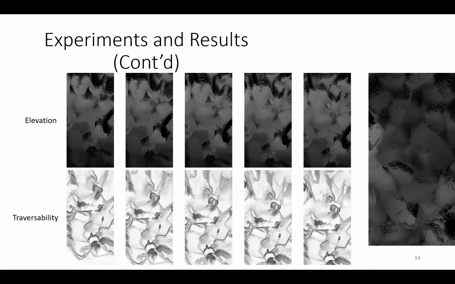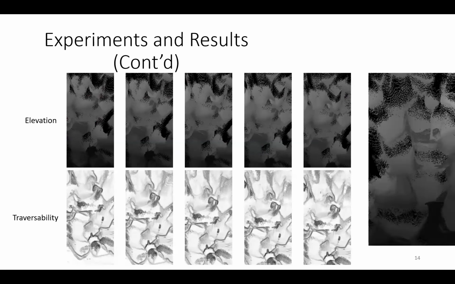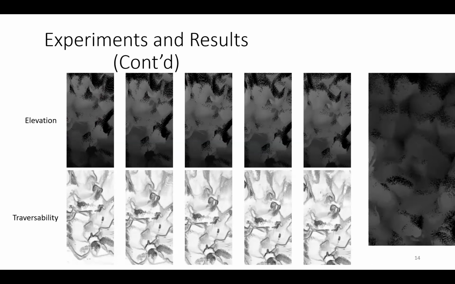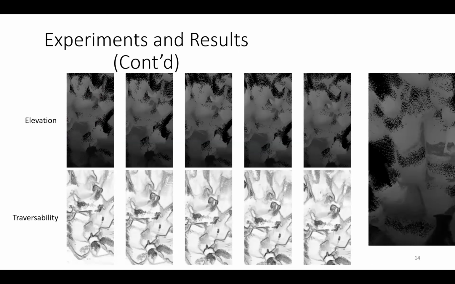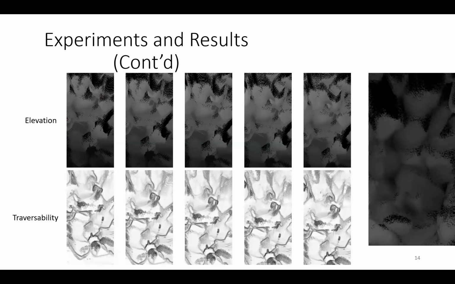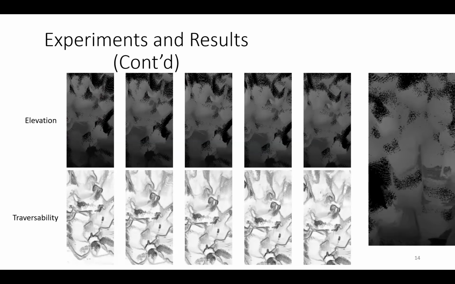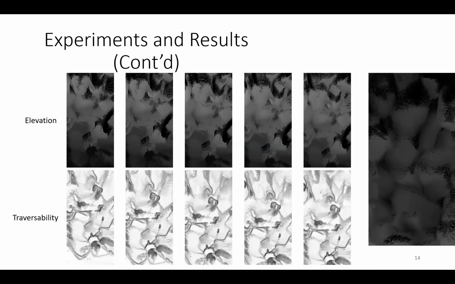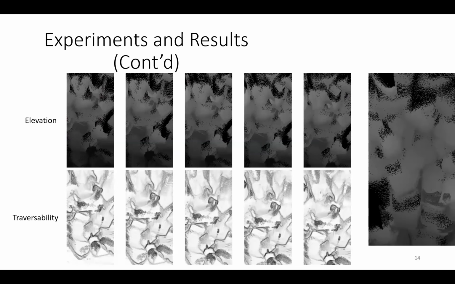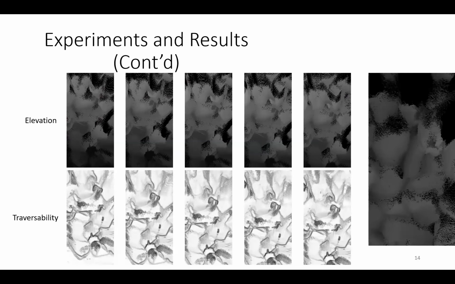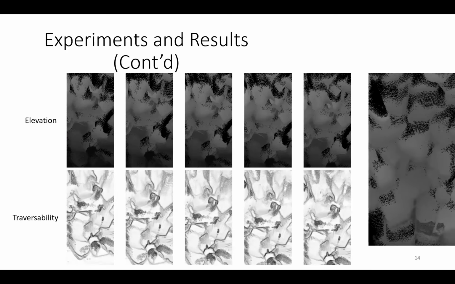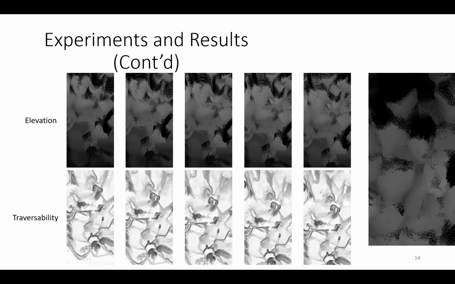So these are some of the sample images. The images in the upper row are the elevation map, and the images in the second row are the traversability map, which is a kind of derivative of the images, which maps wherever there is a change in elevation. There will be a black patch, and the white patch represents the flat surface.